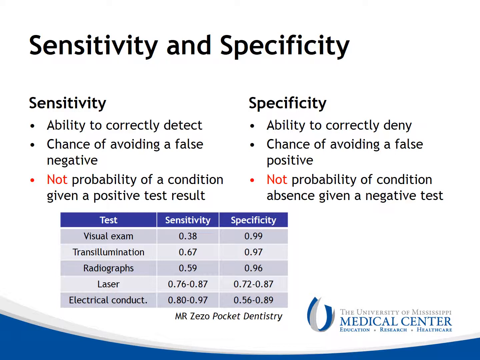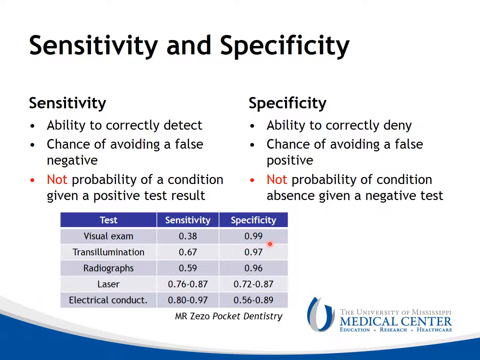A non-cavitated carious lesion, you could detect that by a visual exam, and the visual exam might have a poor ability to detect caries when it's actually present, so it would have a sensitivity, say, of only 38%. But the visual exam would stand a low chance of accidentally saying caries is present when it's not, so you wouldn't drill and fill a tooth that didn't need it. So that's very important, obviously, to have a high specificity, and a visual exam might have a high specificity, like 99%.